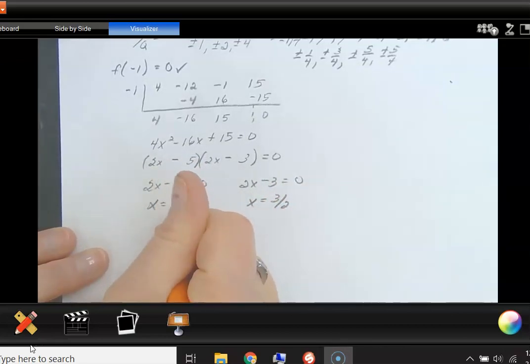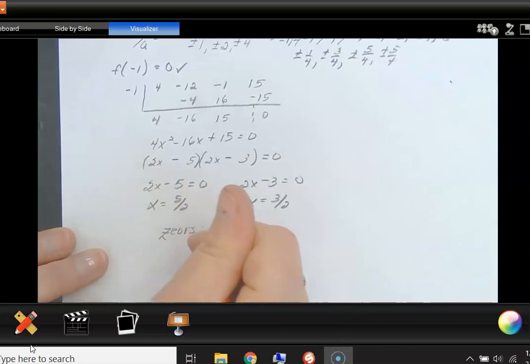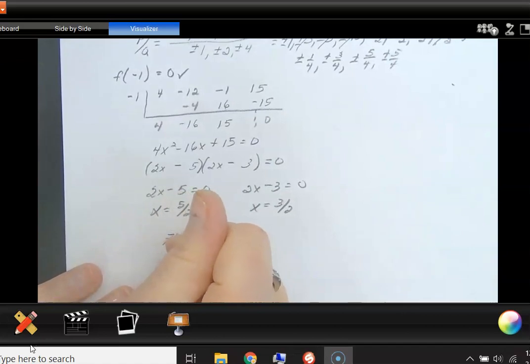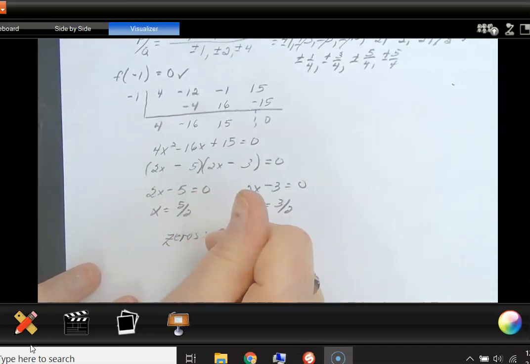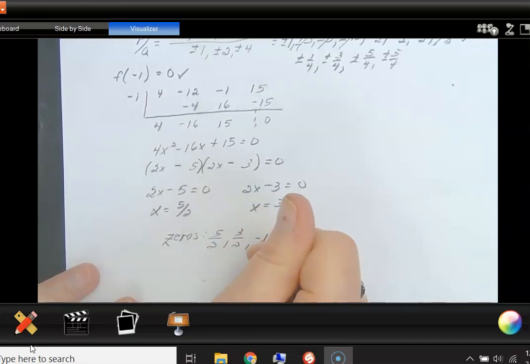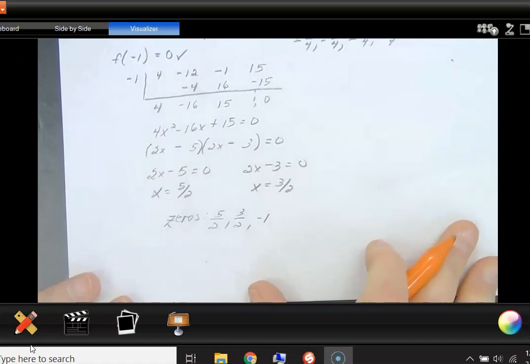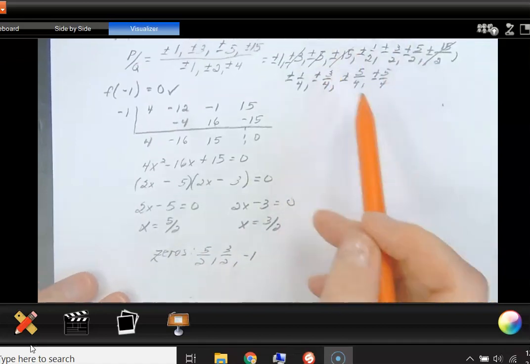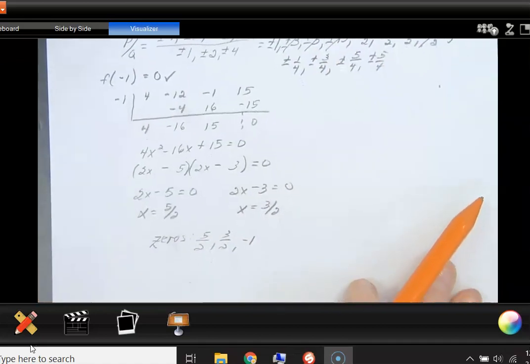So your zeros, which word I just wrote, are 5 halves, 3 halves, -1, and we're good to go. And you can see these are actually up here as options.